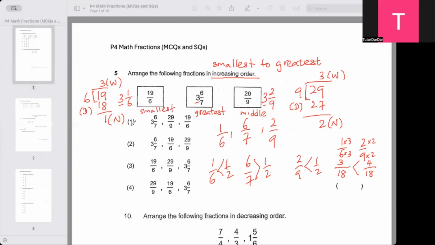So let's look at the answer. The options 1, 2, 3, 4. Which option starts with 19/6? Which is this option. So let's look. Middle one is 29/9 and then 3, 6/7. So number 3 is the answer.